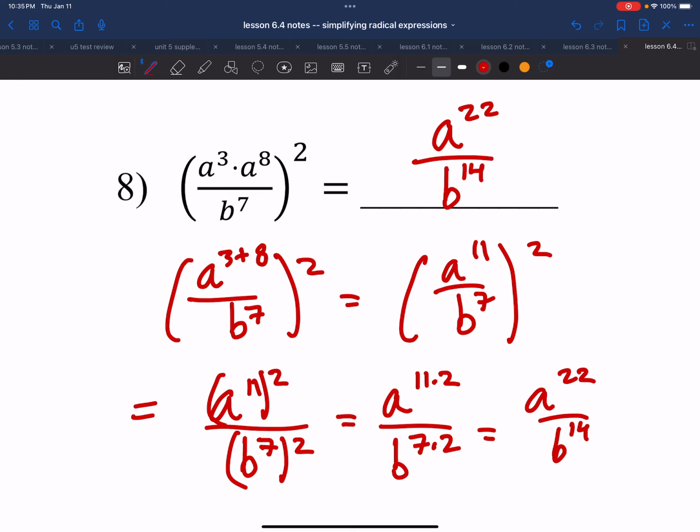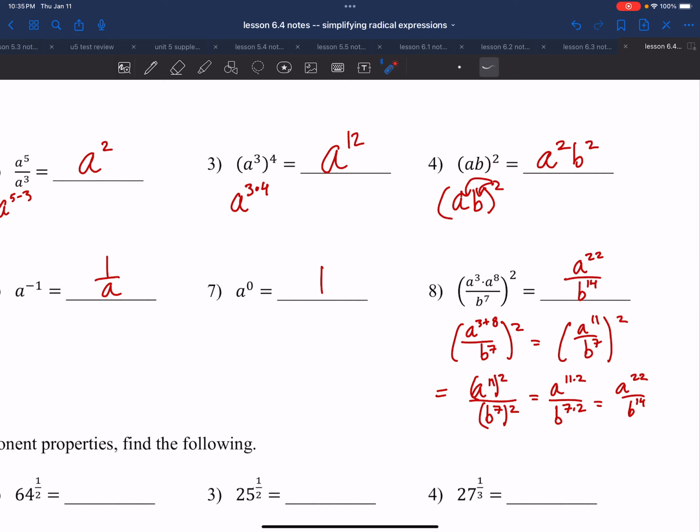And that is my answer here. A to the 22 over b to the 14. Okay, that's invoking a ton of exponent rules, right? You're adding them together, you're applying the exponent, and then you're multiplying, right? So it's a lot of them.